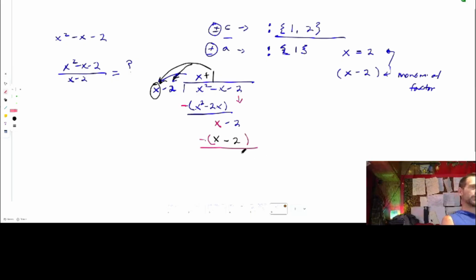What's my answer? 0. Guess what you just did? That question mark became x plus 1. Now we move it back over to prove it's in factored form by multiplying x minus 2 on both sides. You factored it.